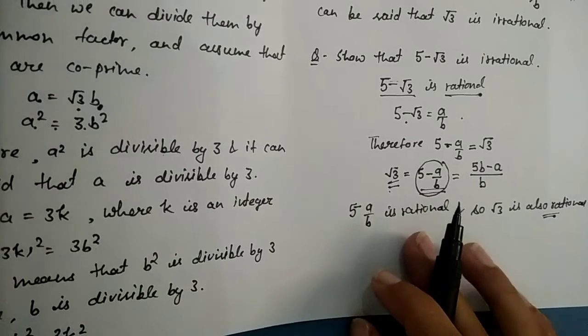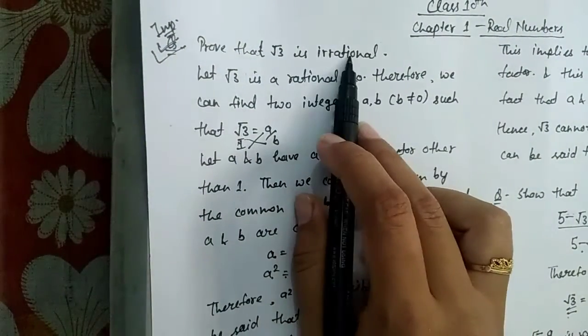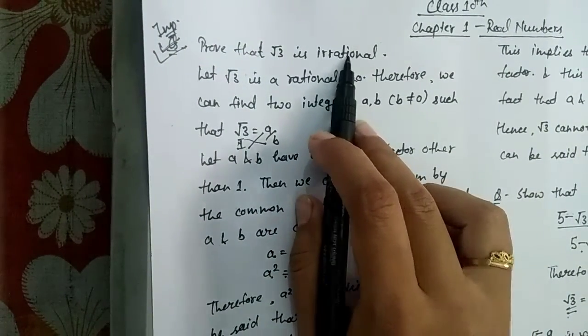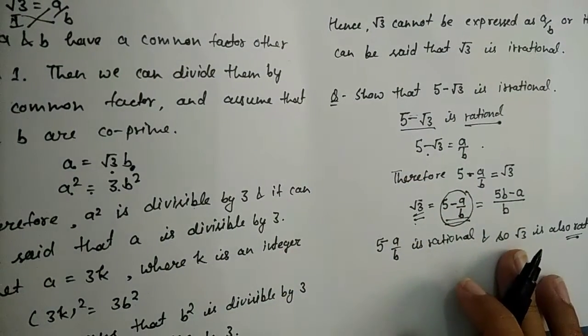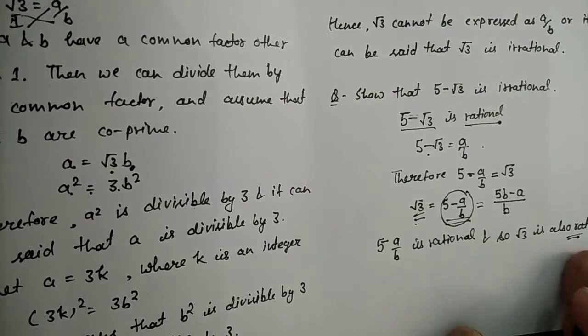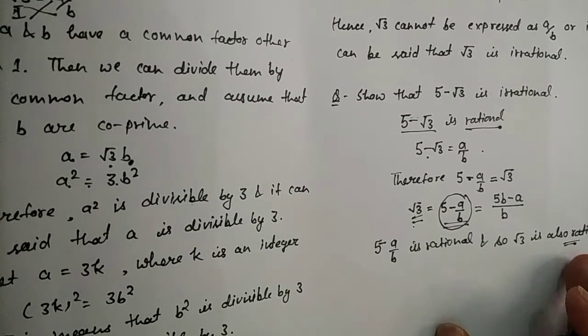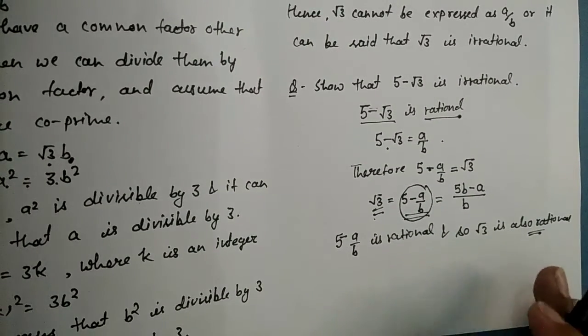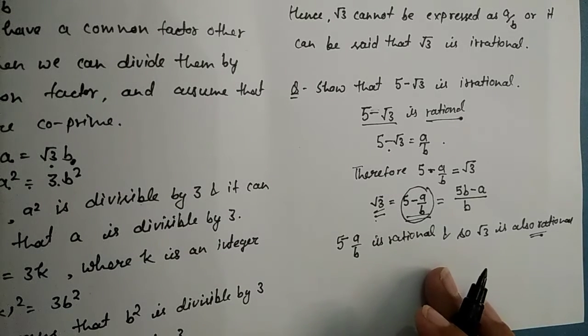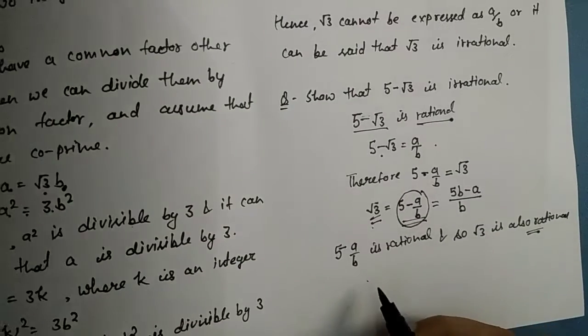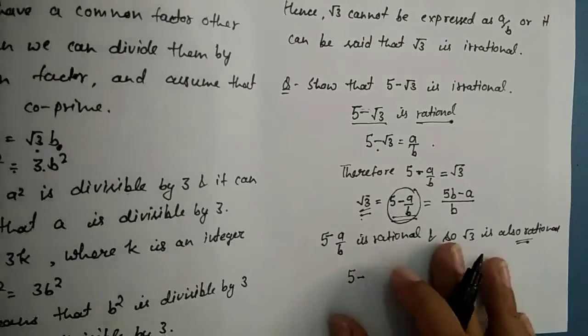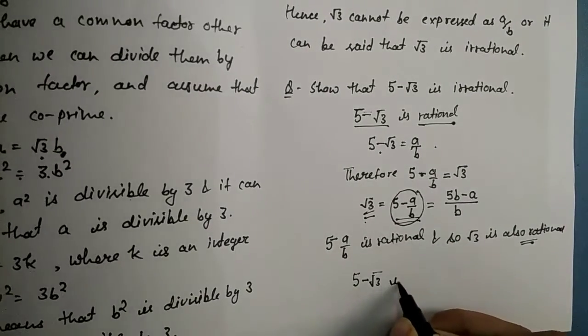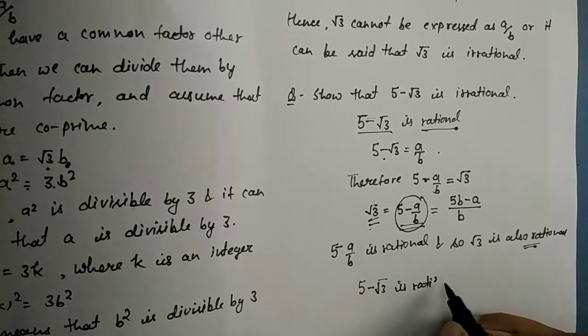But we have proved in the previous question that root 3 is irrational, root 3 is not rational. So here our contradiction, that root 3 is rational, is wrong. This contradiction has arisen because of our incorrect assumption that 5 minus root 3 is rational. So we conclude that 5 minus root 3 is irrational.